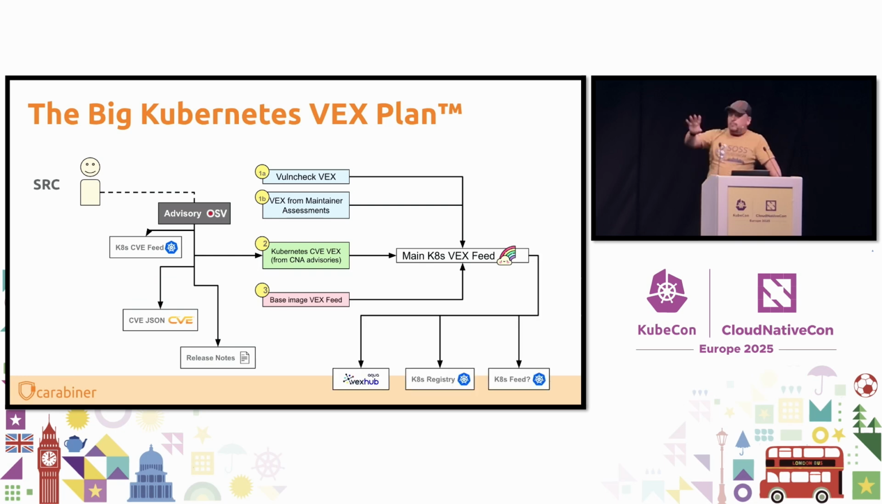And then once we have the VEX feed, we can take those VEX statements and publish them somewhere. And somewhere can have a number of possibilities. We could build a Kubernetes VEX feed. That's one possibility. We can push them to the registry with the images so that scanners can find them. Or Aqua also has this project called VEX Hub, where they are trying to host VEX information for a number of open source projects.